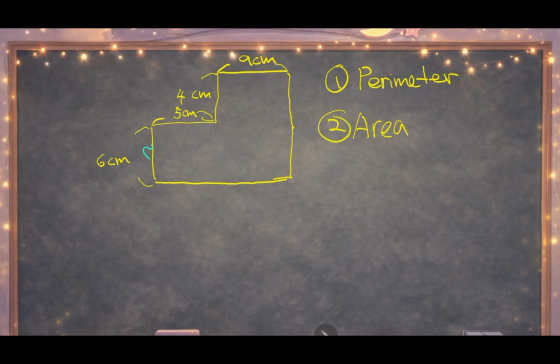If you have a look at the shape, we are only given the length of the short sides. We are going to separate the horizontal lines and vertical lines. Let's look at the vertical side. So these short sides, 4 centimeters and 6 centimeters, added together will equal the length of this long vertical side. So we are going to add 6 and 4 together, which gives us 10 centimeters.